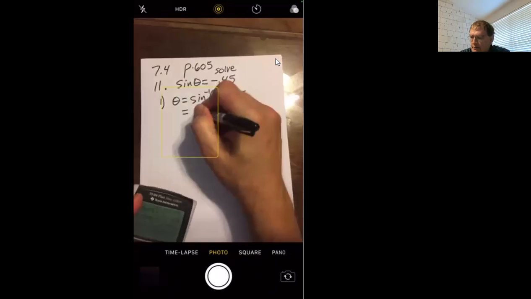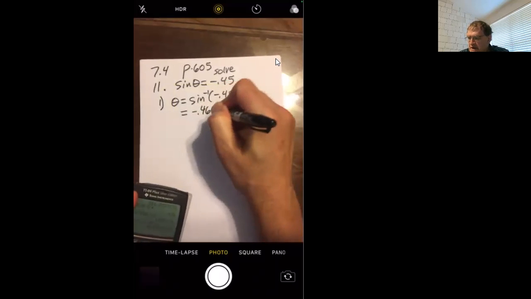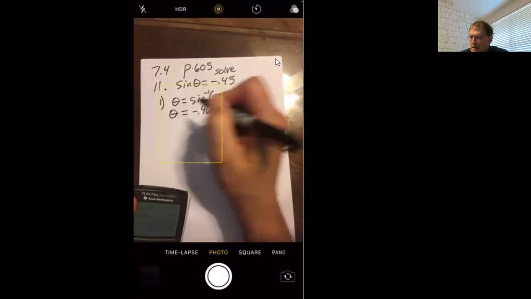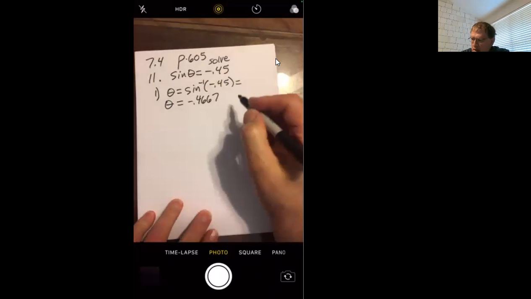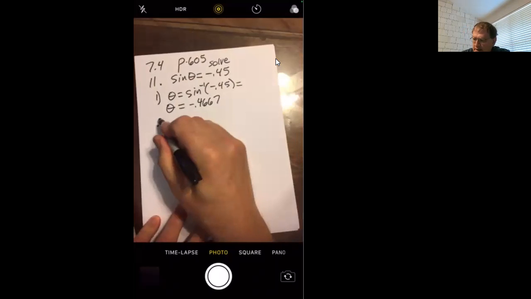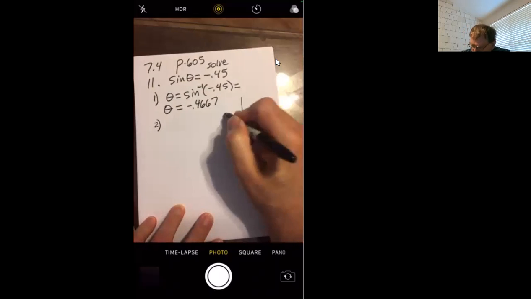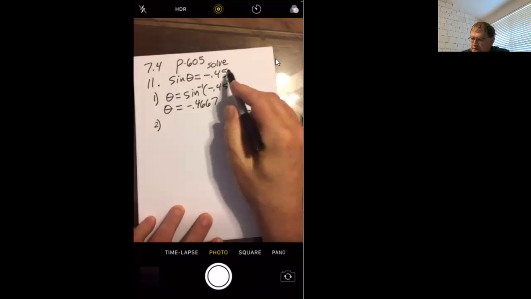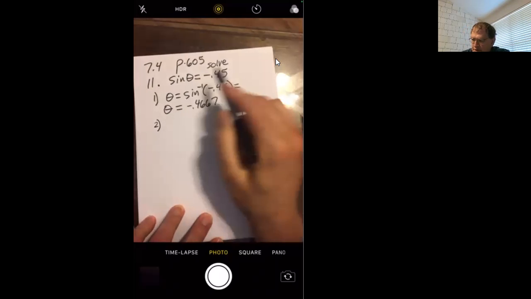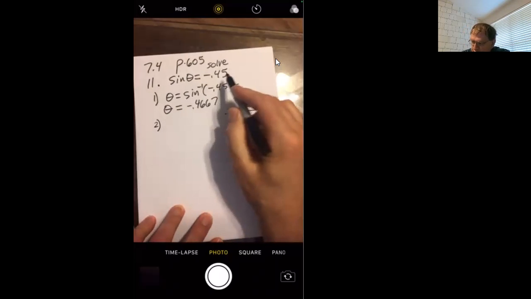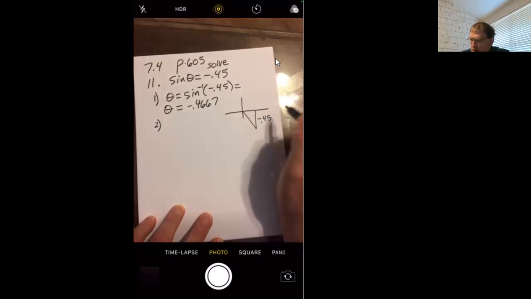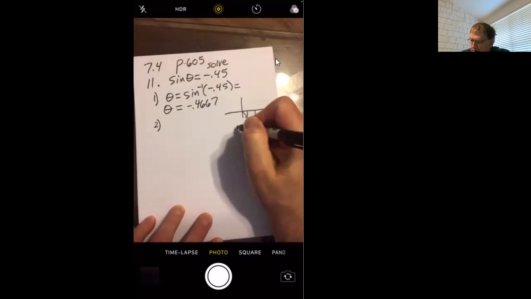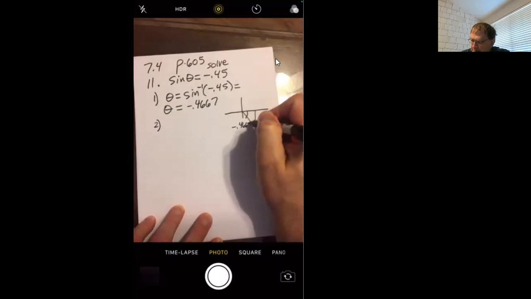I'll write down here negative 0.4667. And so our second cut: remember this is the angle, this is the y coordinate. So we've got to be in the fourth quadrant, negative 0.45. We've just found our angle to be negative 0.4667.